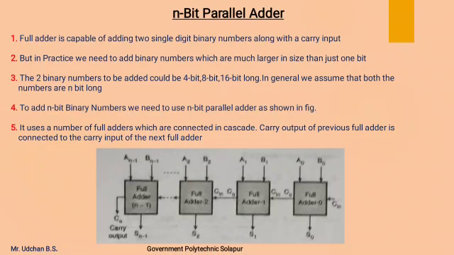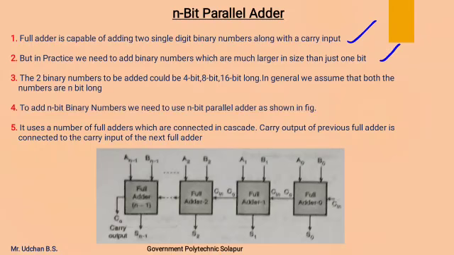A full adder is capable of adding two single digit binary numbers along with the carry input, but in practice we need to add binary numbers which are much larger in size than just 1 bit. So the two binary numbers to be added could be of 4 bit, 8 bit or 16 bit long in size. In general, we assume that both the numbers are n bit long.